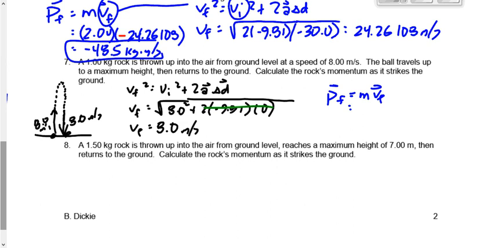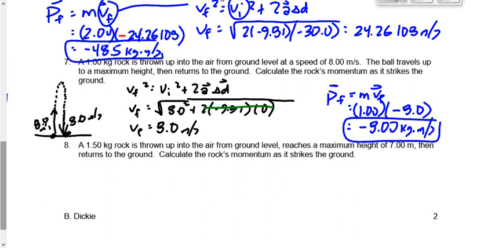M is what? 1 kilogram times VF, which is, we're going to make it negative 8, is negative 8.00 kilograms meters per second. Or you could have said 8.00 down rather than negative 8.